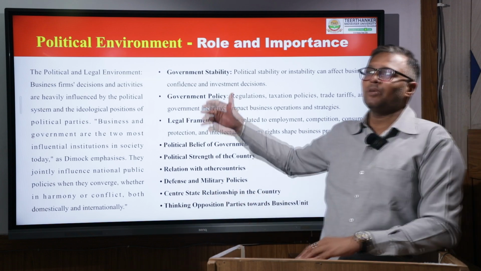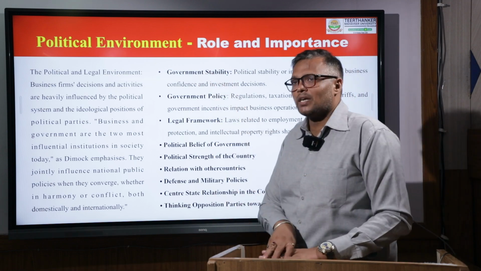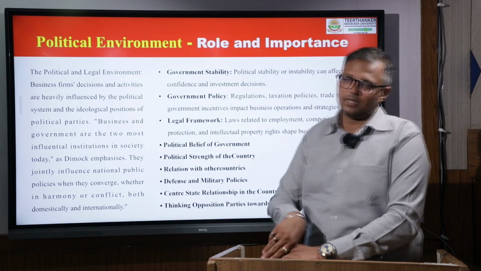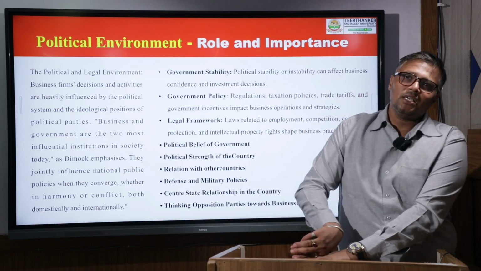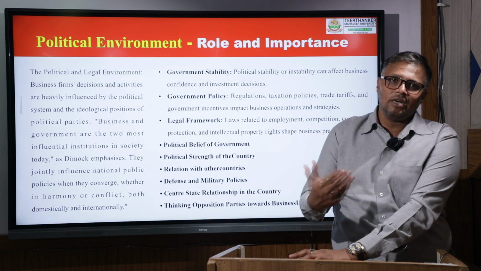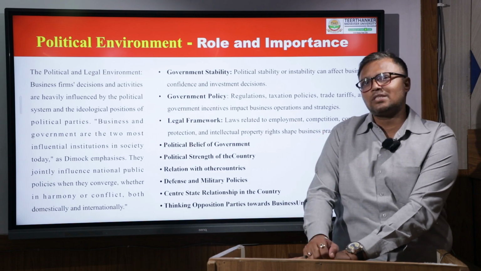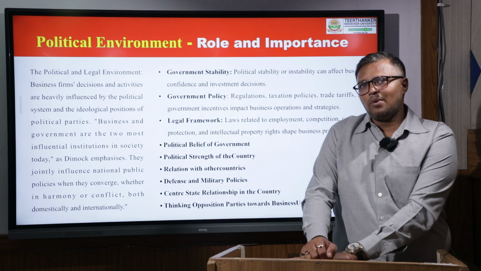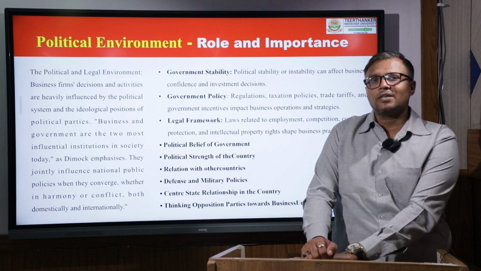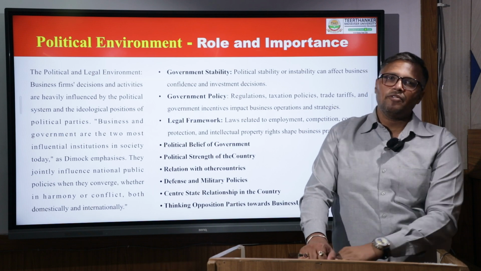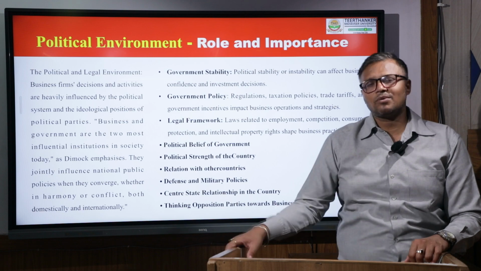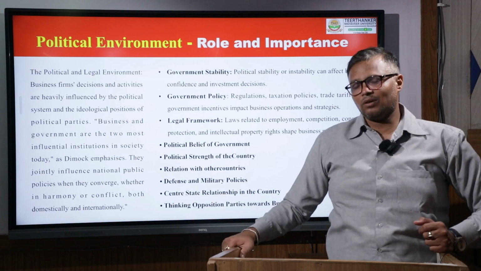For example, the stability of the government. If you are working in a country where you have a very turbulent government, for example, Pakistan. India and Pakistan became independent on the same day. But in that journey, we have seen that Pakistan hardly has a government which completed a full 5 years. Many times they have a military rule or an unstable government, or there are various things because of which things are going in the wrong direction.